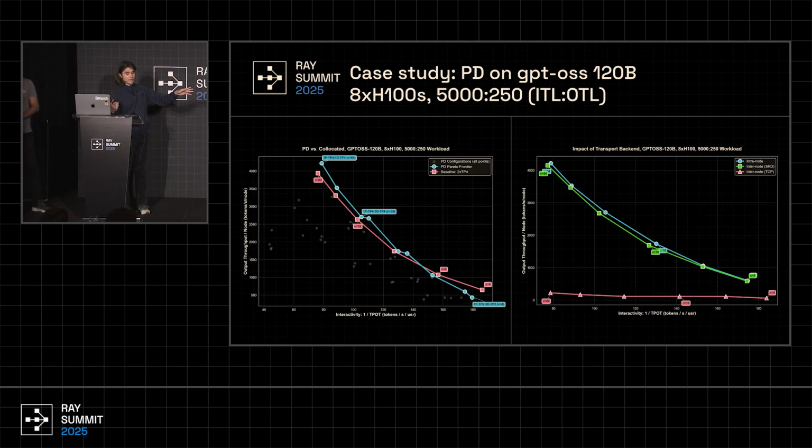In blue is an intranode disaggregated serving deployment. This is over NVLink. In green is internode over EFA, and then red is Ethernet, so just over TCP. And you can see that your throughput totally gets killed if you try and do this over a transport backend that's not fast enough. So you really need to be mindful if you're trying to deploy something like this, the hardware needs to be able to keep up.